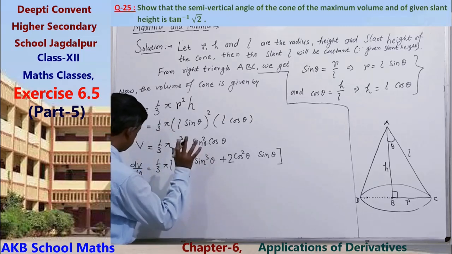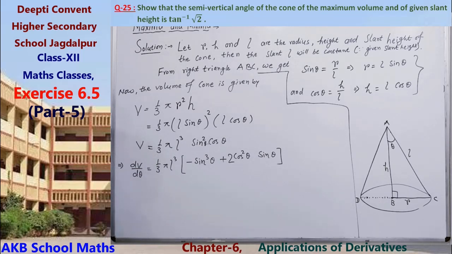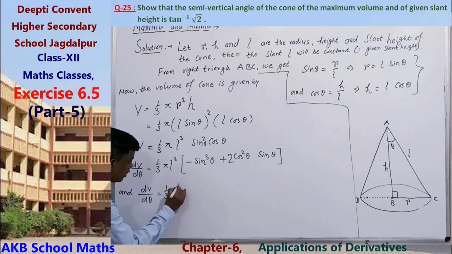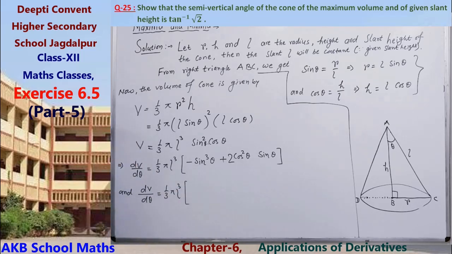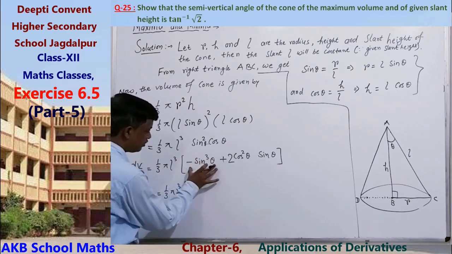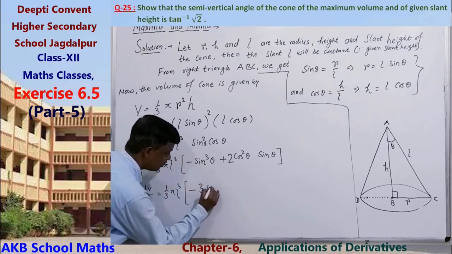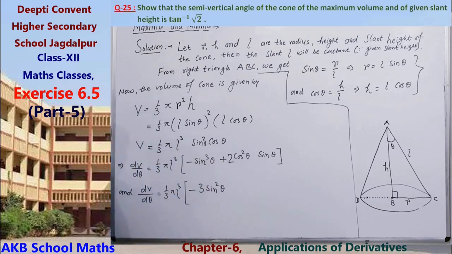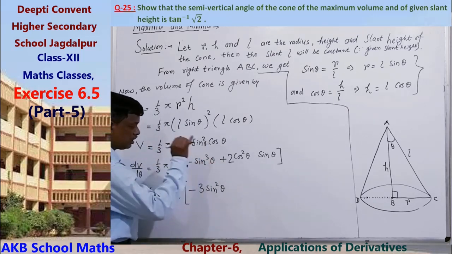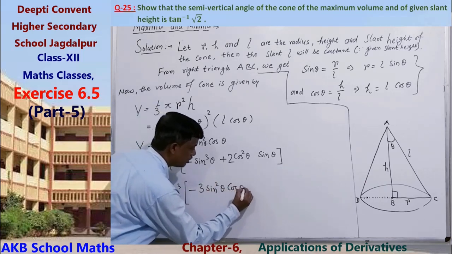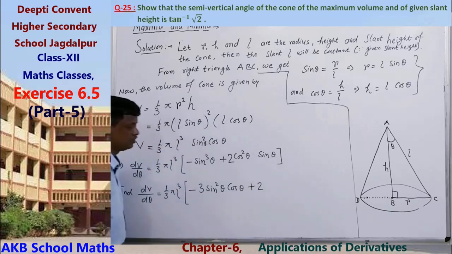This is the first derivative with respect to theta, and also the second derivative: dV by d theta equals 1 by 3 pi L cube times the derivative of this, minus 3 sin square theta into the derivative of sin theta, which is cos theta, plus 2, product of two functions.